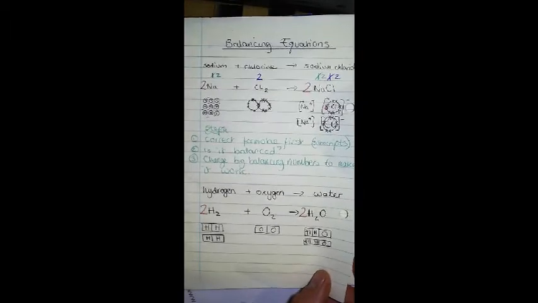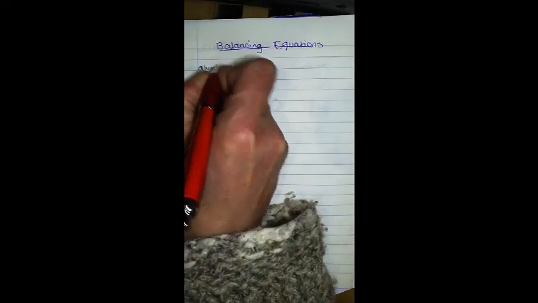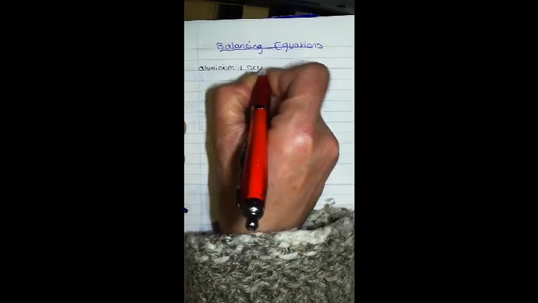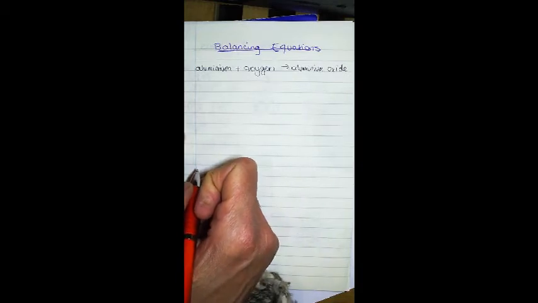Okay, right, so I'm going to have a look at a slightly more complicated equation, the reaction between aluminium and oxygen. So I'm going to do aluminium plus oxygen. Now, hopefully we know what these make. They make aluminium oxide. I've chosen this example because the formula for aluminium oxide is quite a difficult one to get right.